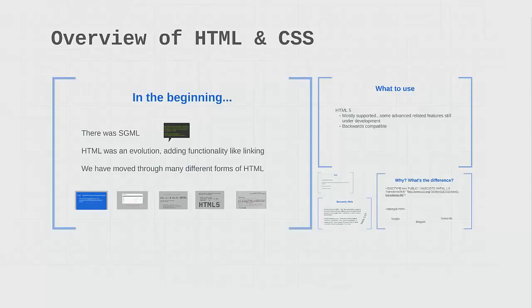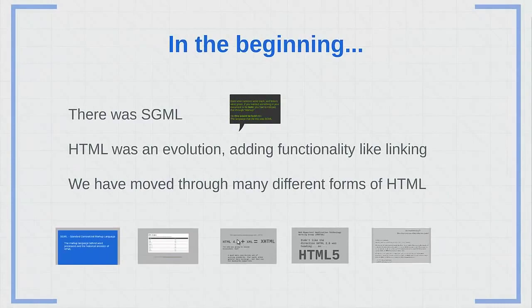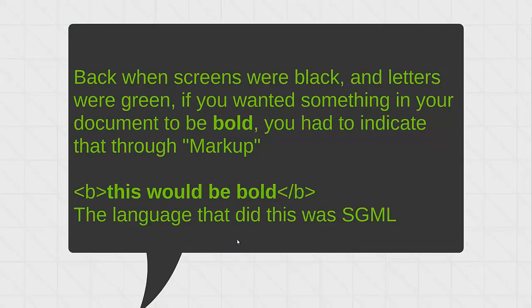In the beginning, there was SGML. My first introduction to SGML, which is the Standard Generalized Markup Language, was back when the screens were black and the letters were green. And if you wanted something in your document to be bold, you had to indicate that through markup. So it has tags, an opening tag with the letter B between two triangular brackets. That's how you would open or begin where something would be bold.